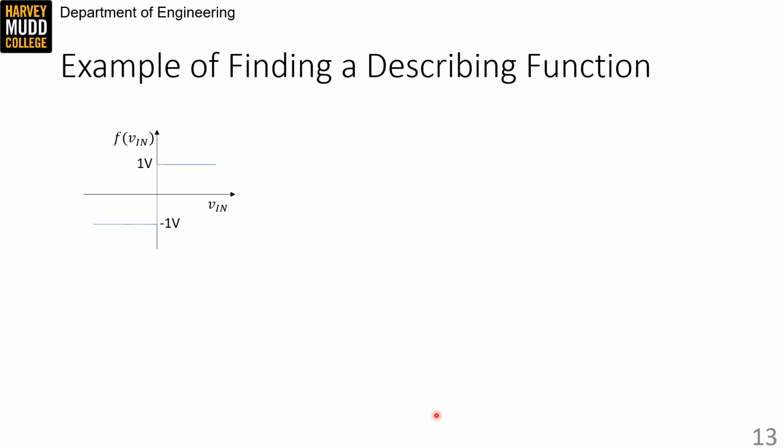So let's look at an example of finding a describing function. We'll use this step nonlinearity to represent a super high gain amplifier. For our setup on the last page, we drive this nonlinearity with a sinusoid A sine omega t, and when we do that, the output is a plus or minus 1 volt square wave, because this nonlinearity is plus 1 when the input sinusoid is positive, and minus 1 volt when the input sinusoid is negative.